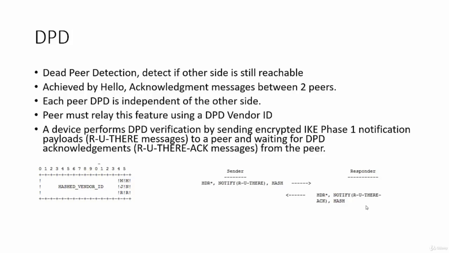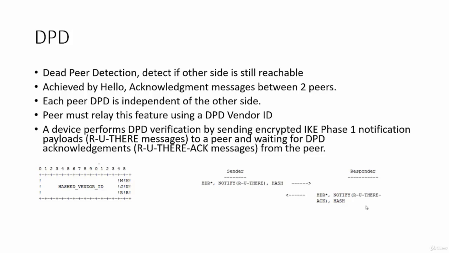In this lecture we will discuss dead peer detection. This is negotiated in the vendor ID attributes. What dead peer detection allows you to do is to preemptively check and see if the other side of the connection is available and reachable, even at times when you don't have traffic to send.